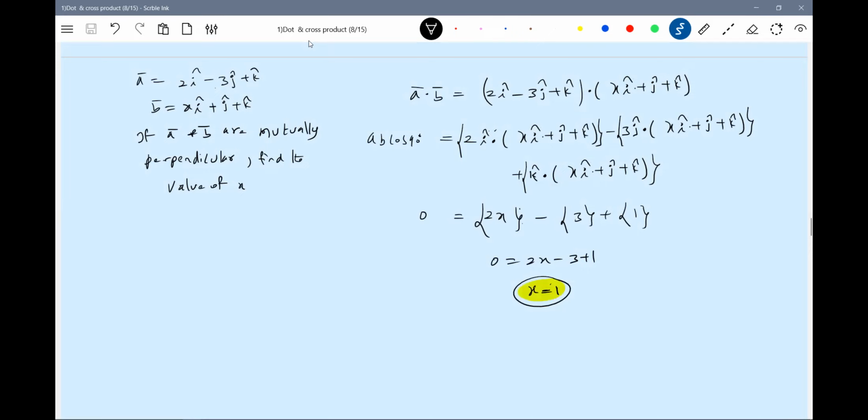So getting some picture, there's some missing term in the vector we can find out. That's what we did. Find the value of x.